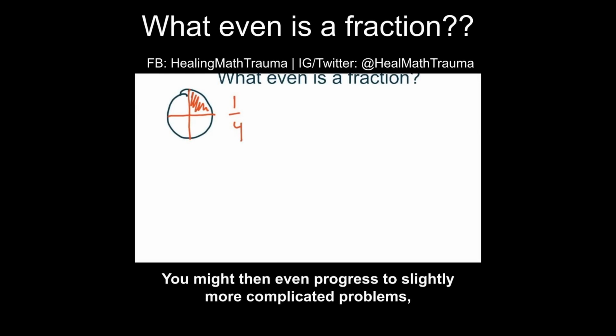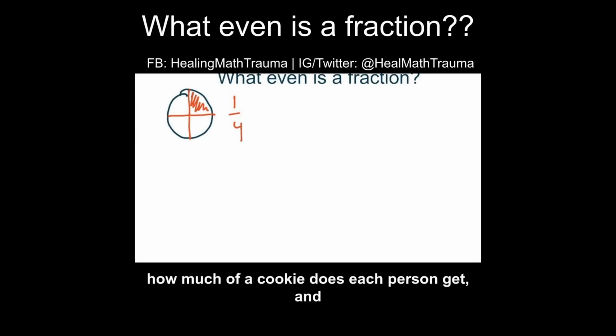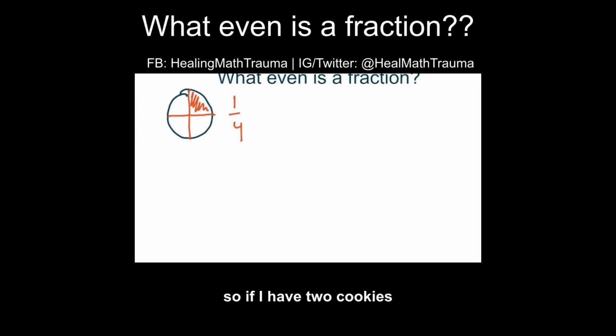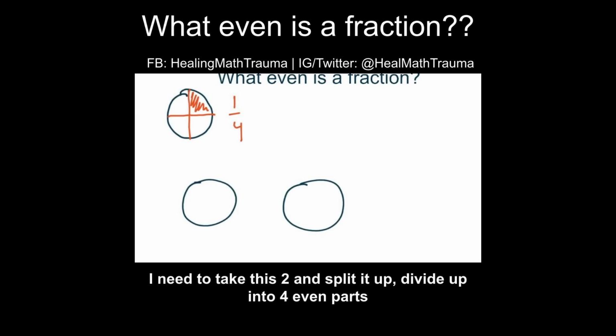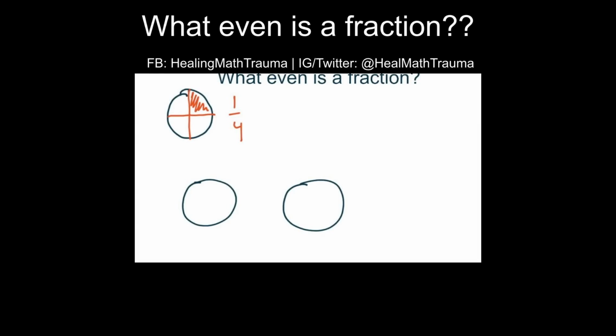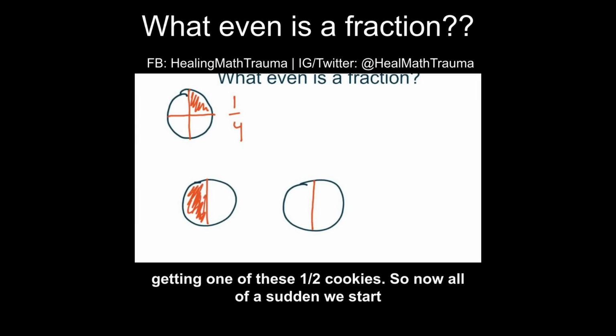You might then even progress to slightly more complicated problems like, I have two cookies now to share among those four people, so how much of a cookie does each person get? If I have two cookies getting shared evenly among four people, I need to take this two and divide it up into four even parts, which I'll do like that. And so now I can see that each person is getting one of these half cookies.